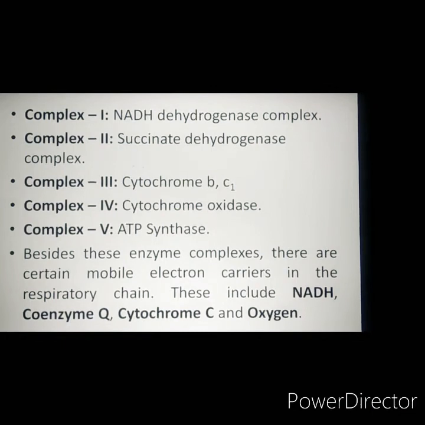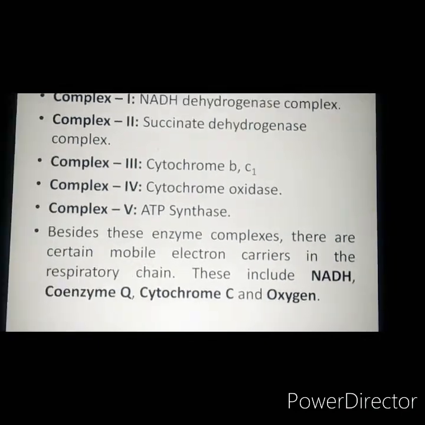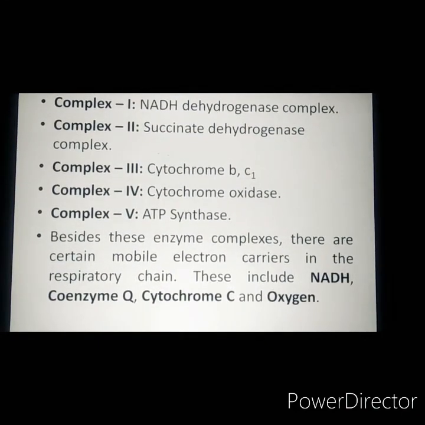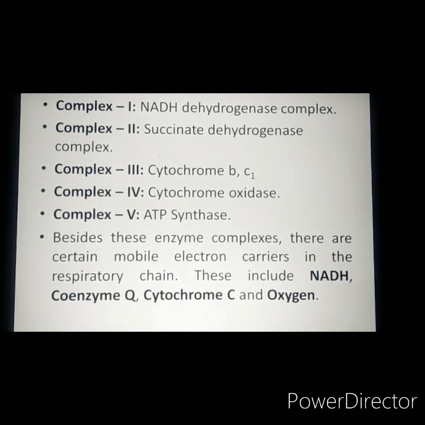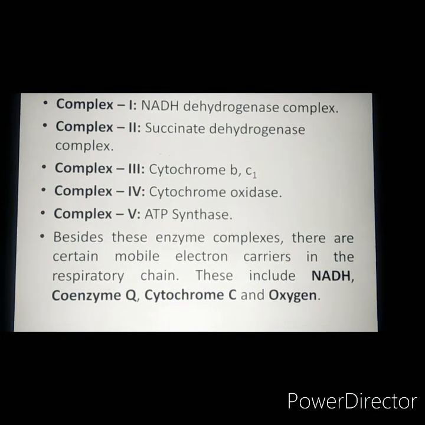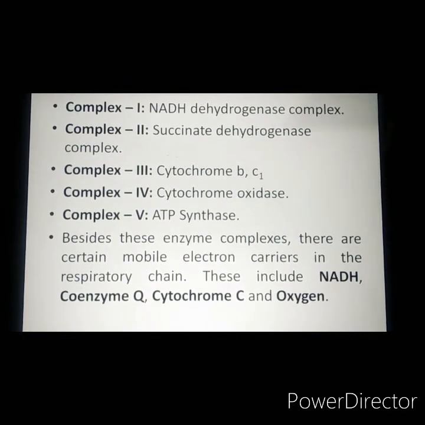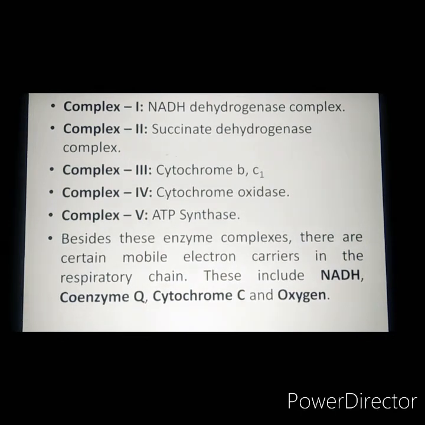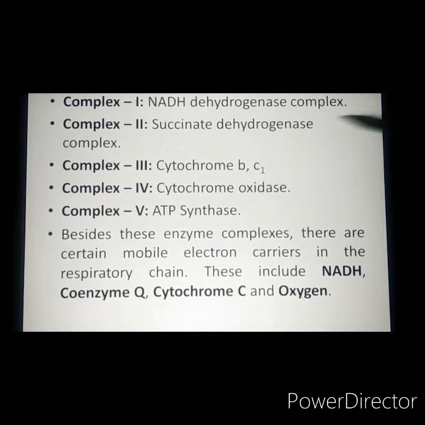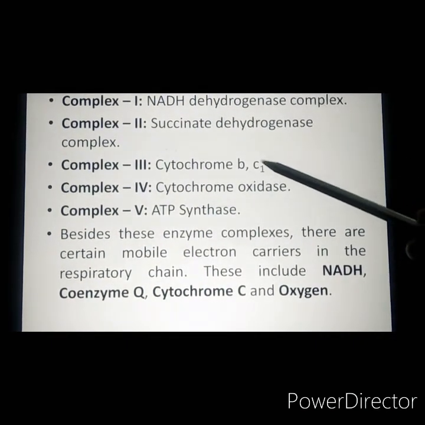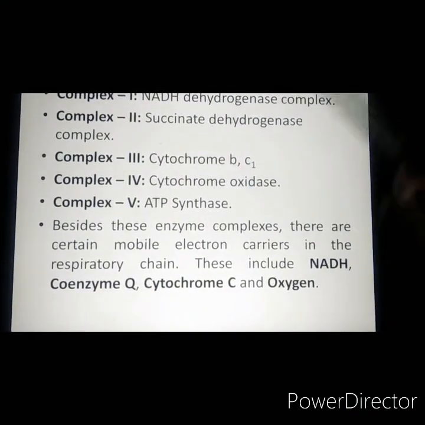This succinate dehydrogenase complex consists of the succinate dehydrogenase enzyme along with iron sulfur proteins. The majority of the complexes contain iron sulfur proteins. These iron sulfur proteins are very important in order to transfer the electrons from one complex to the other, from first complex to second, second to third, third to fourth and finally to the fifth. So the role of iron sulfur protein is important for the transfer of electrons from one complex to the other. The third complex consists of cytochrome B and C1. In this complex, cytochrome B as well as cytochrome C1 are present along with the iron sulfur proteins.